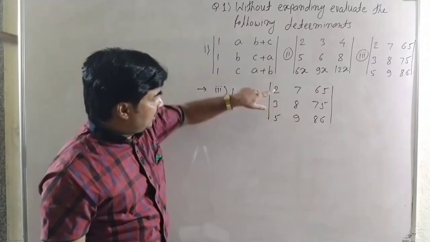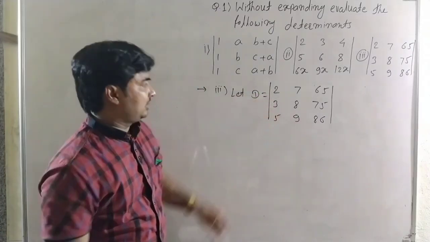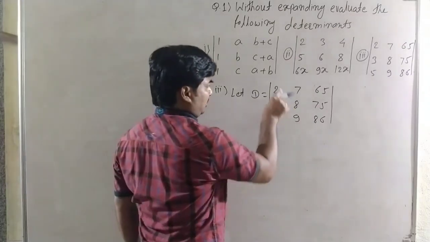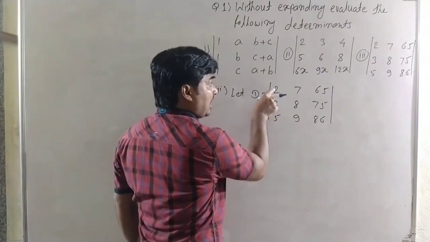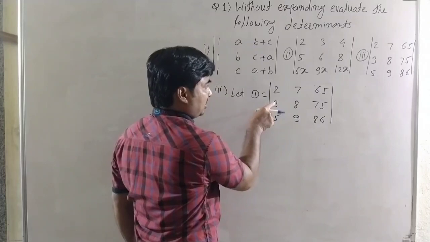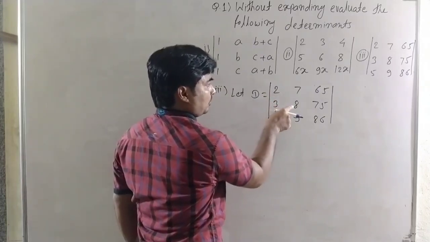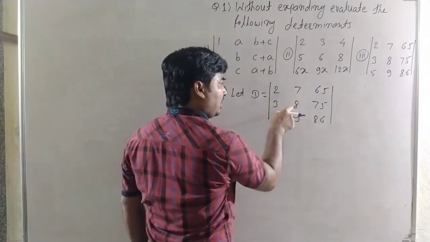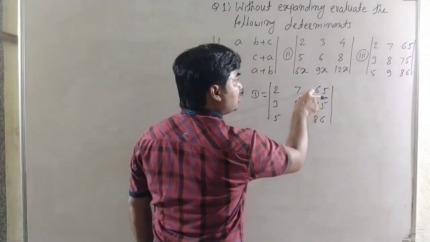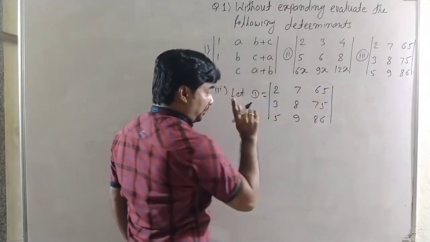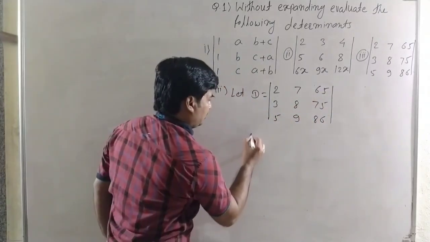Here it is R1, R2 and R3. Take the relation between these numbers. When R2 minus R1, see carefully, R2 minus R1, it is 3 minus 2, here 1. 8 minus 7, again it is 1. And 75 minus 65, here it is 10.